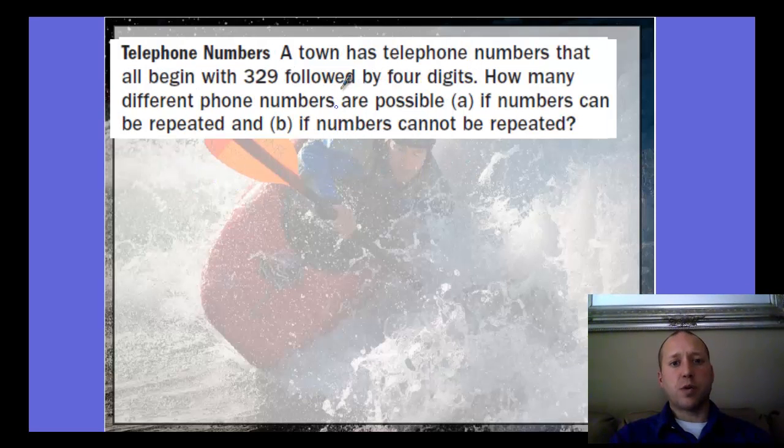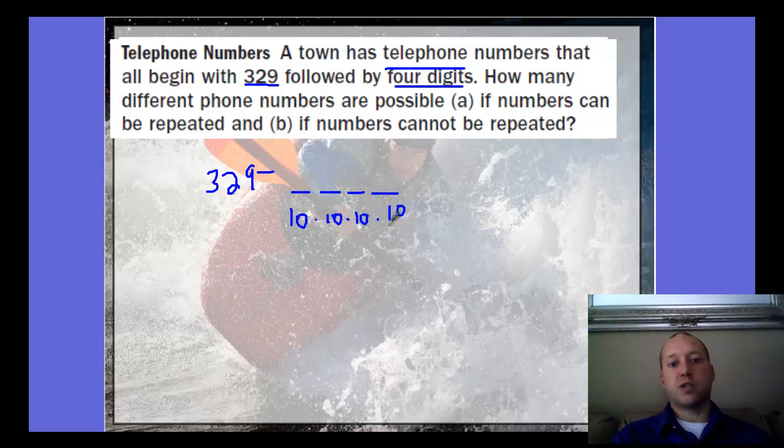Another example is we're looking at telephone numbers here. They all begin with 329, and then are followed by 4 digits. So how many different phone numbers are possible? We have 329, that we know. We have 1, 2, 3, 4 different digits after. A digit is a number between 0 and 9. So how many numbers is that? There's 10 possible numbers for this digit, 10 for this one, 10 for this one, and 10 for this one. So I can multiply those. That's 10 to the 4th, or 10,000 different phone numbers.